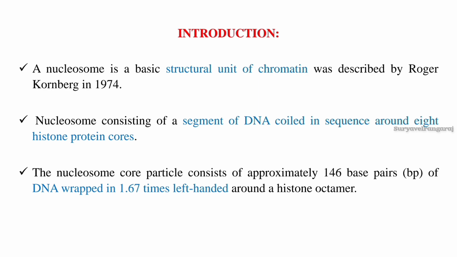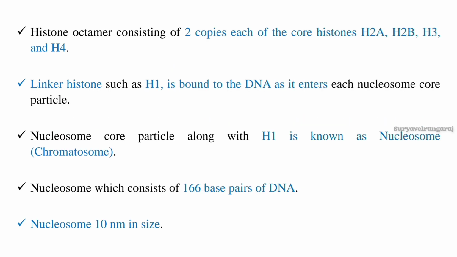The nucleosome core particle consists of approximately 146 base pairs, BP, of DNA wrapped 1.67 times left-handed around a histone octamer. The histone octamer consists of 2 copies each of the core histones H2A, H2B, H3, and H4. Linker histones such as H1 are bound to the DNA as it enters each nucleosome core particle. The nucleosome core particle along with H1 is known as the chromatosome.